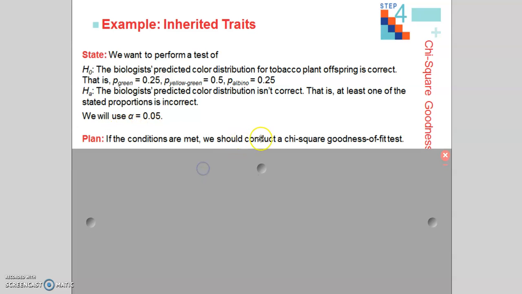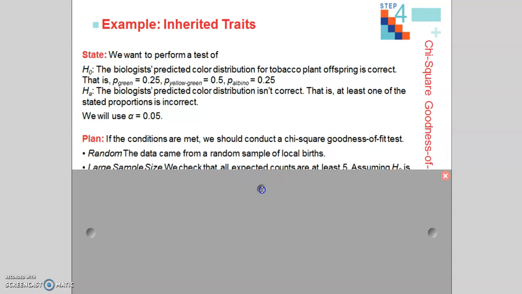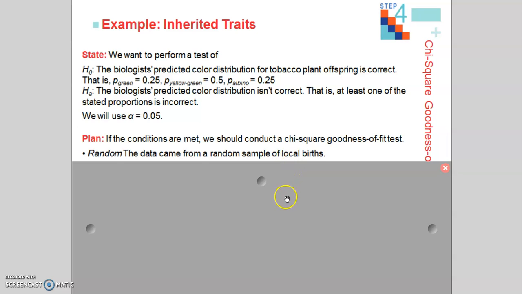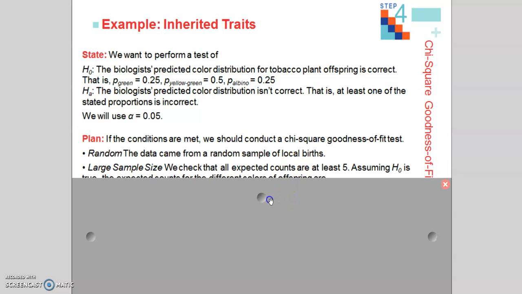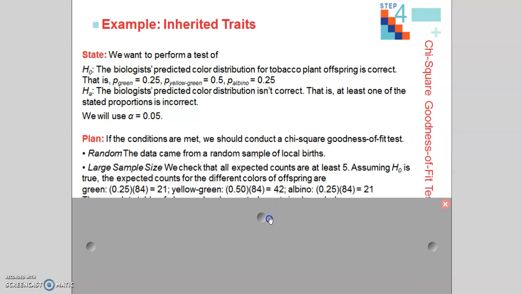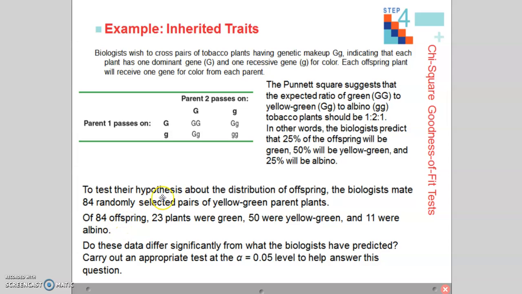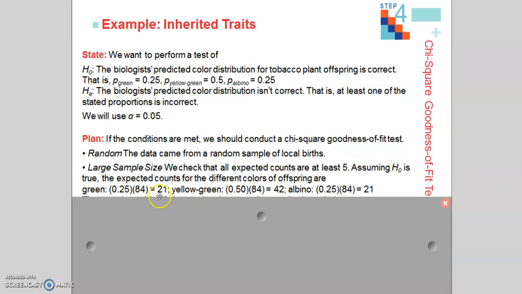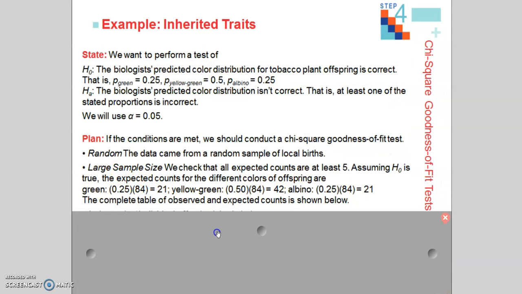Plan. We're going to conduct a chi-square goodness of fit test if our conditions are met, which are random. Yes, the data come from a random sample of 84 randomly selected pairs of parents. Large sample size. Now again, we don't look at the observed values, we look at the expected values.